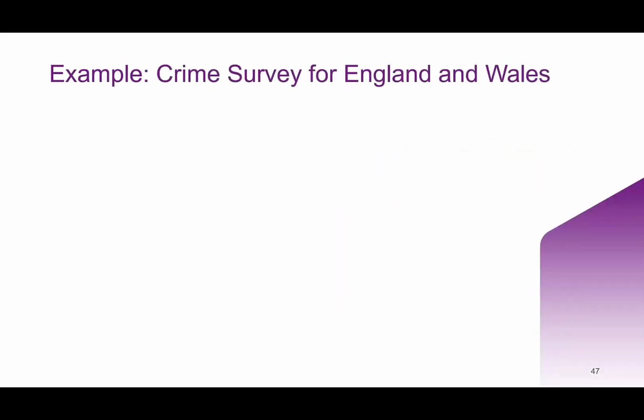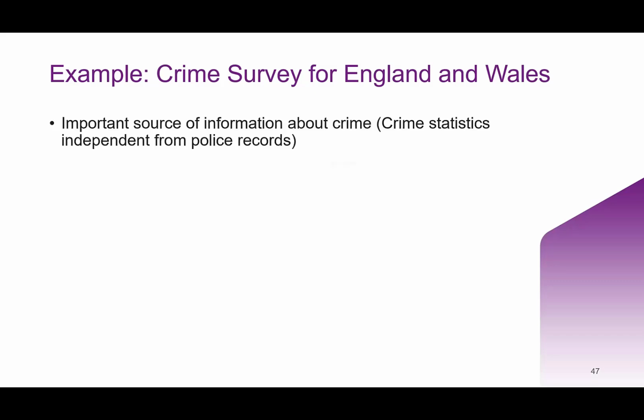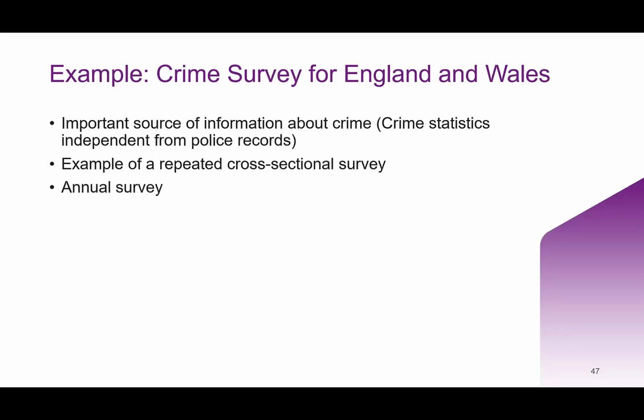So back to our example, if we wanted data on crime, we might look at the Crime Survey for England and Wales. This is a large, very important survey that may cover our key topics. The Crime Survey is an important source of information about crime, particularly because it is independent from police records, so it provides another source of crime statistics. It's an example of a repeated cross-sectional survey. It's done every year, and the sample is about 35,000 individuals aged 16 plus and 3,000 people aged 10 to 15.